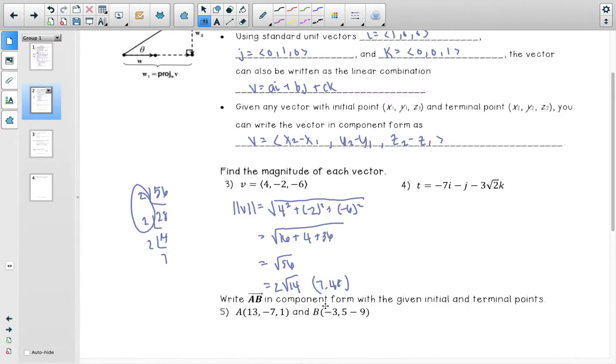I would like for you to do number 4 on your own, so go ahead and try to do that. It's just a different form. It's the same process. You just use the coefficients. So go ahead and pause the video now.